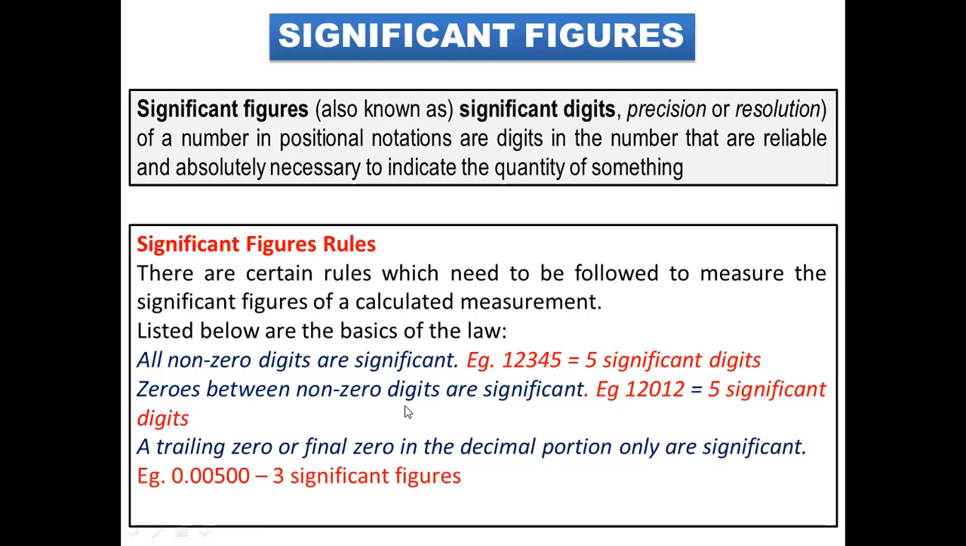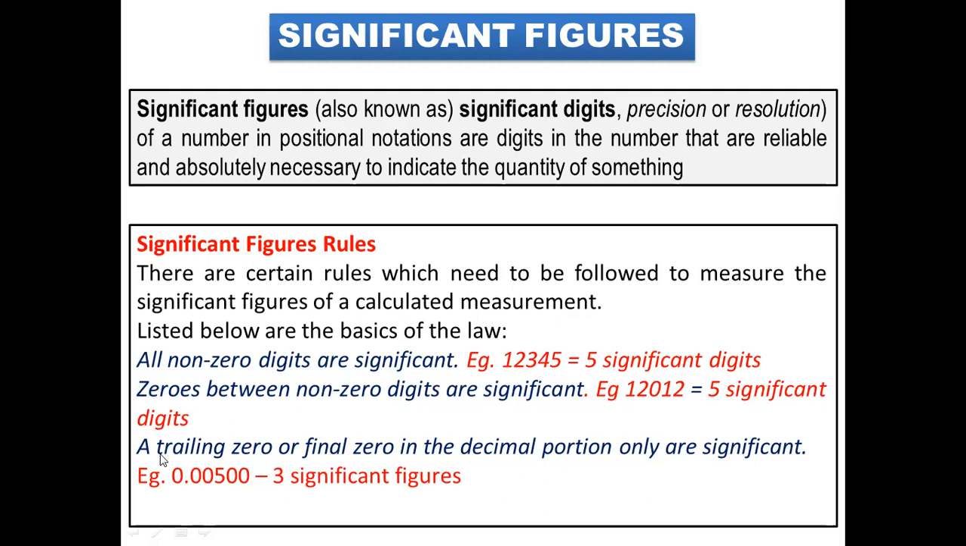Second, zeros between non-zero digits are significant. Suppose that this is the number 12012. So here is a zero in between these two digits. So what is the rule here? Zeros between non-zero digits. So this is a zero between two non-zero digits, so it will be significant. So here there are 5 significant figures or digits.